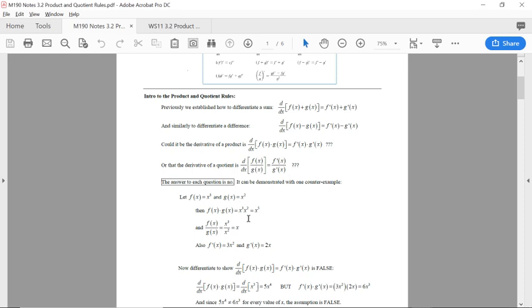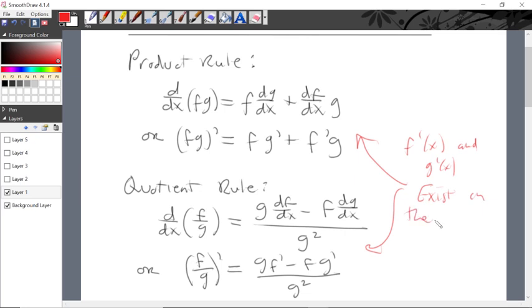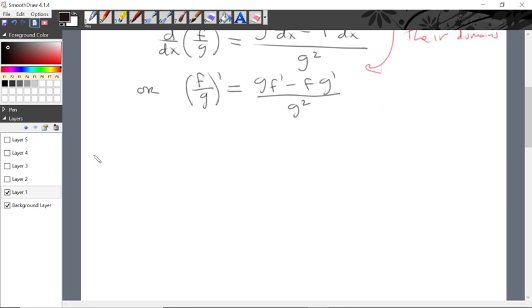So before we get into this, I want to make a couple of notes on the product rule and the quotient rule over here. For these rules to be applicable, it must be that f prime of x and g prime of x exist on their domains. That is, on the domains of f prime and g prime. Now, what does it mean for a derivative to exist?